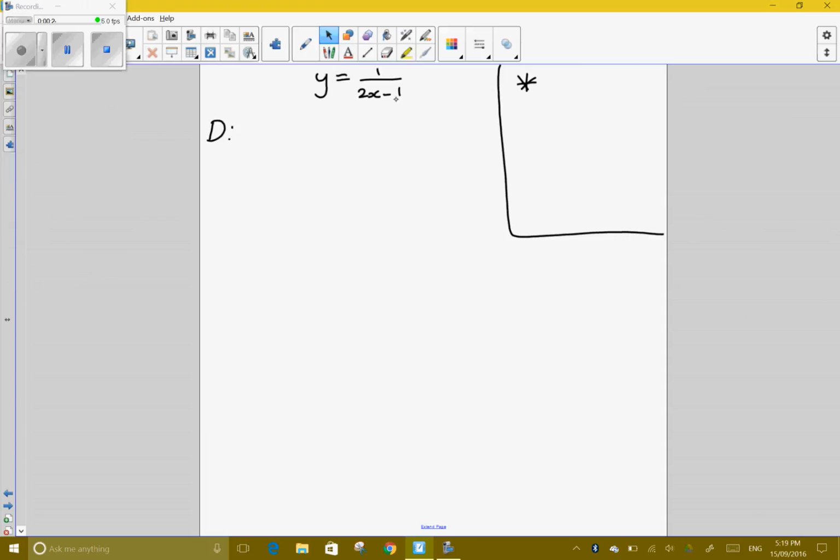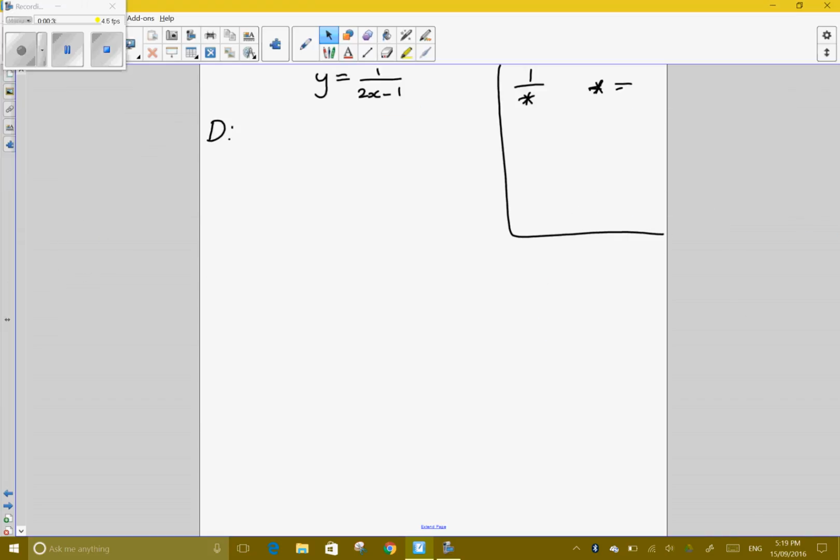And you look at the denominator, the bottom of the fraction, and you say to yourself, well, the bottom of that fraction cannot be 0. So whatever's on the bottom of a fraction, the whole thing, can't be 0. That's one thing you think of.